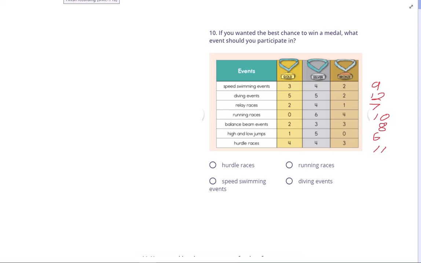Okay, so I've just added those in, and the speed swimming events 3 and 4 and 2 is 9, diving events is 12, relay races 7, running races 10, balance beam events 8, high and low jumps 6, hurdle races 11. So the winner with that is the event that gives out the biggest number of medals, and also that means you've got the best chance of winning a medal, is the diving events. There's the answer.